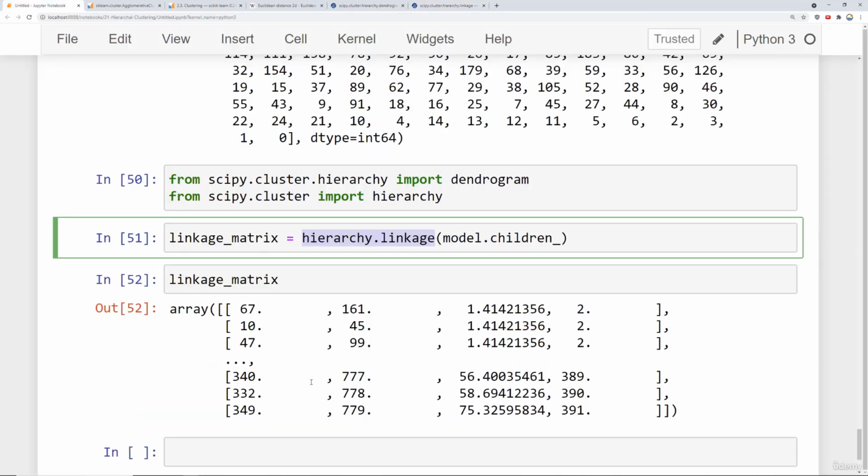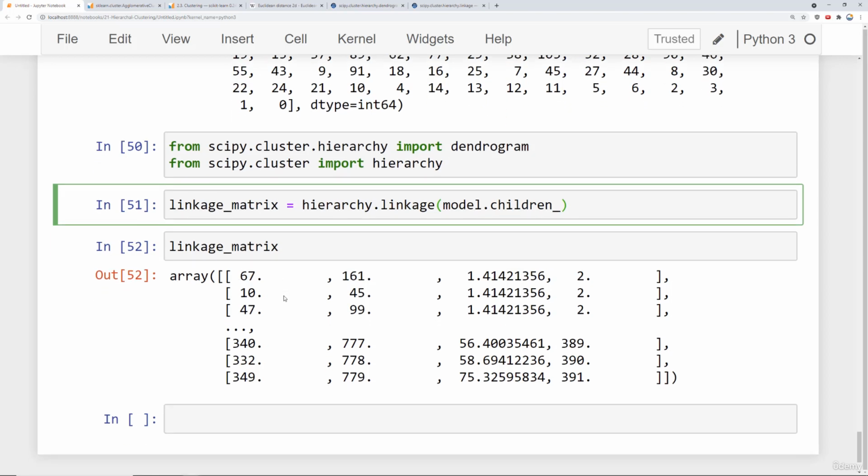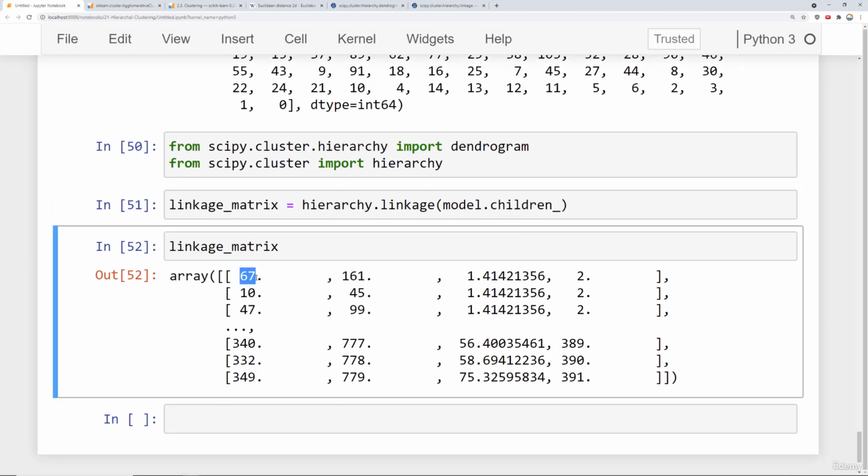But I'll explain the general concept. So we have this linkage matrix. What it's representing here is an index 0, that is column 0, and column 1. It's essentially saying that we're going to combine these 2 points, or these 2 clusters really, in order to form a new cluster. So the third point here is the distance between cluster 67 and cluster 161.